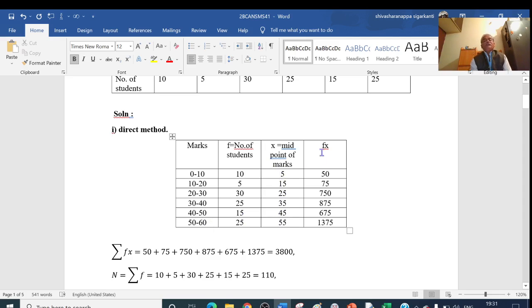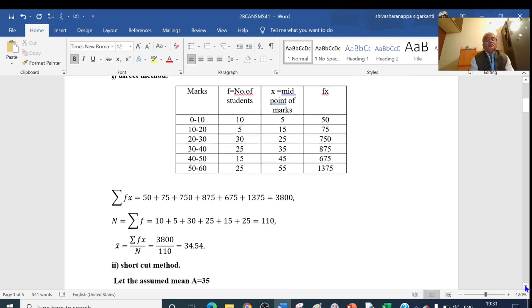Then we find fx. So we have the frequency here and x here. We have to find fx. The direct method is nothing but finding the arithmetic mean. This is the formula: x bar is equal to summation of fx divided by n. So we find f into x here: 10 into 5, 5 into 15, 30 into 25, 25 into 35, 15 into 45, 25 into 55. So these are our fx.